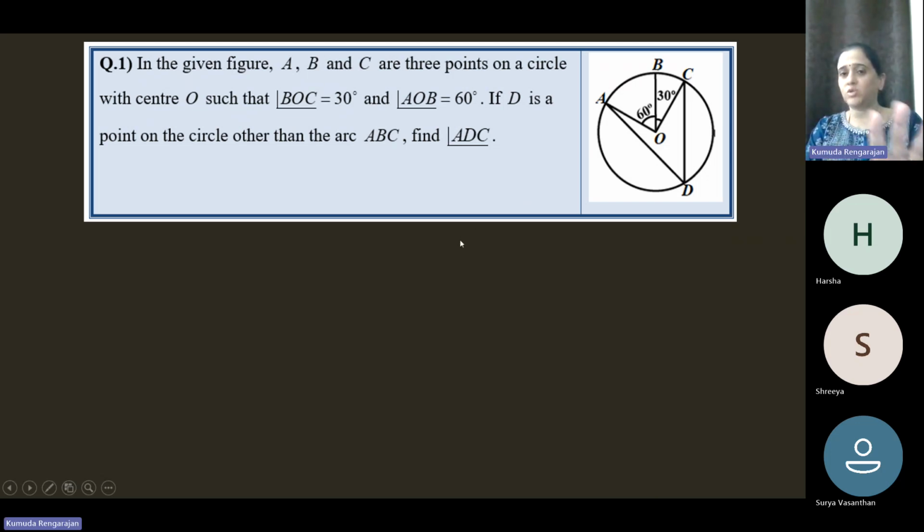All right, next one. We'll just keep the numericals aside. I'll finish the proof of this exercise. We'll come to the numericals later.